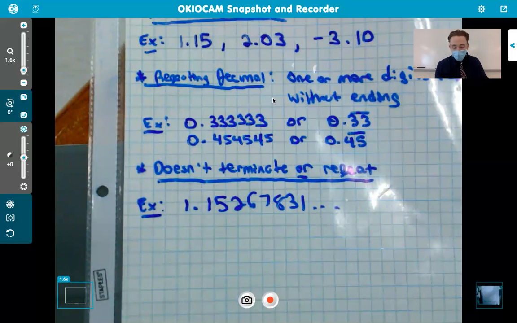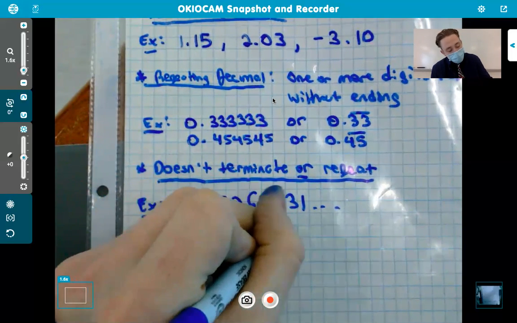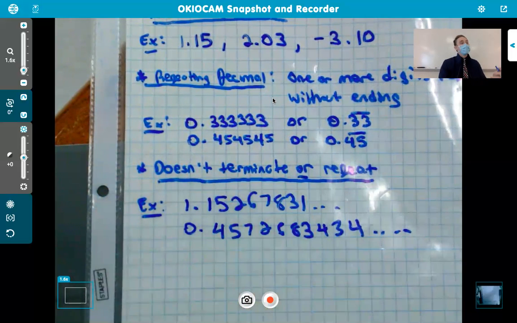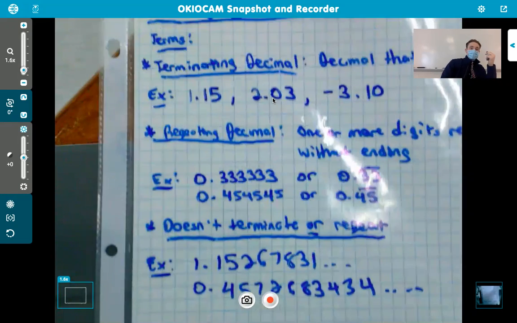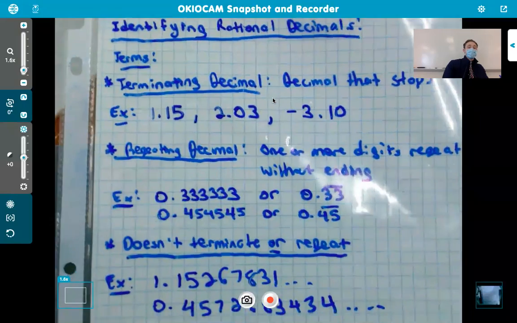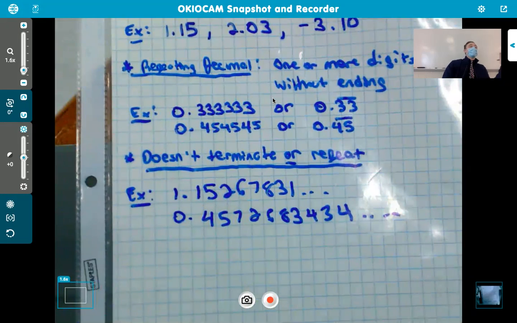Another example, 0.457268344, and it just keeps going on forever, right? You can just list numbers and there's no end, there's no repeating, there's no pattern there, nothing. So these are different kinds of decimals that we could see. Terminating, they end. Repeating, same digit or multiple digits repeat. Doesn't terminate or repeat, we don't see either of those things. It's just a random list of digits with no end.